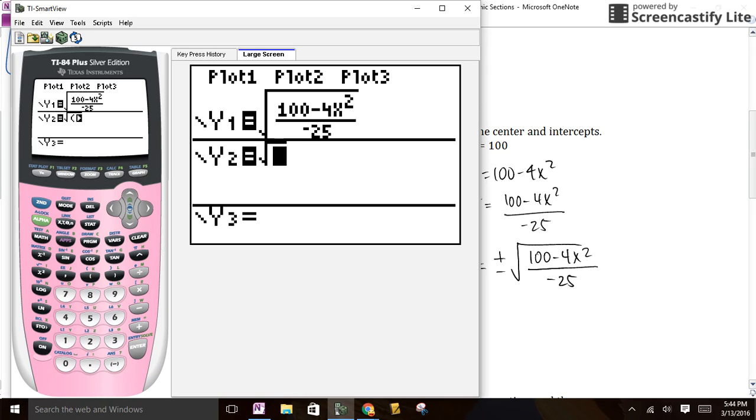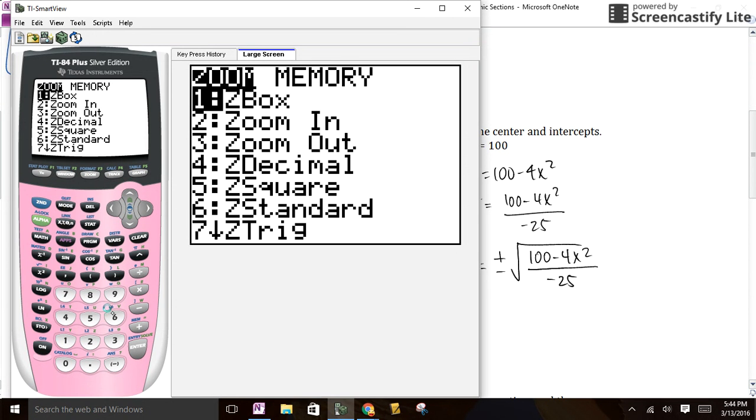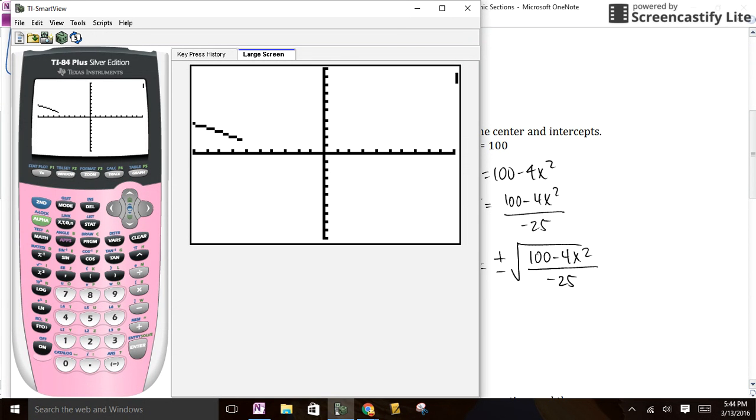I got to do parentheses for the numerator. So 100 minus 4x squared. And then that kid's going to want to make sure that they close their parentheses, hit the divide, and then open up another set of parentheses for the entire denominator, which is just negative 25. So kind of didn't need parentheses, but good habit to get into. Now I will hit zoom 6 because that's programmed in my brain. And I will see what this looks like.